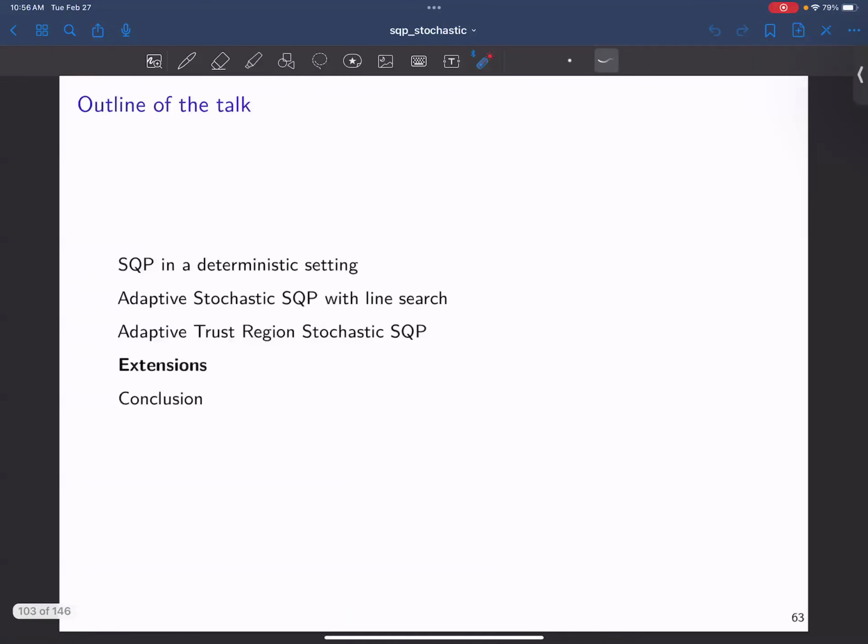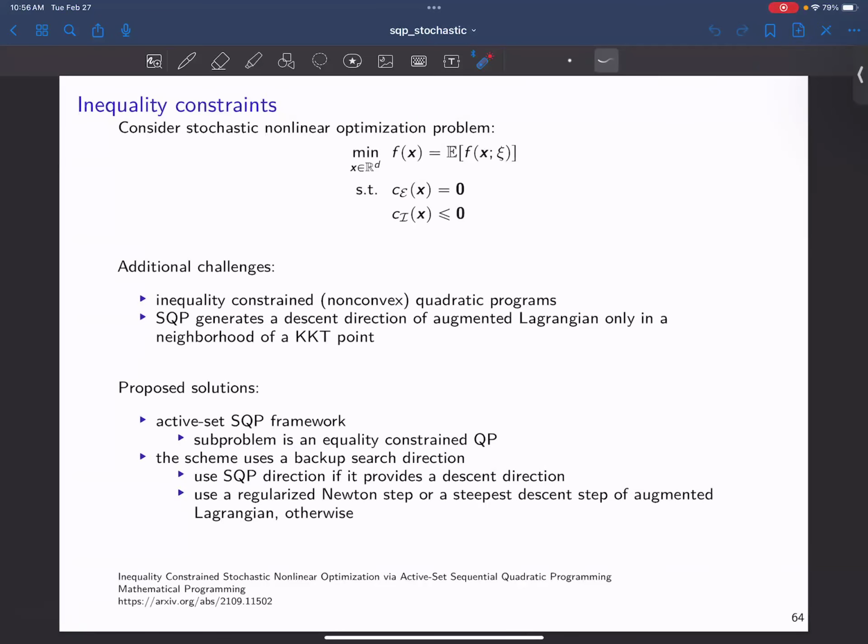Okay, so we have some results, and I want to briefly talk about two extensions to advertise some other work we've done. One paper we wrote with Sen, published in Mathematical Programming, is on how to handle inequality constraints. Here we develop an active set algorithm based on SQP, where in each iteration we solve a subproblem that is an equality constrained quadratic program. We need to modify the algorithm that we discussed so far, and consider additional search directions to prove convergence. The details are reported here.